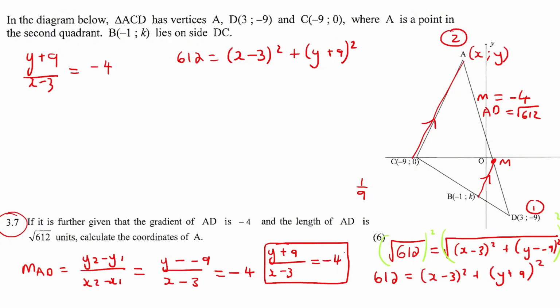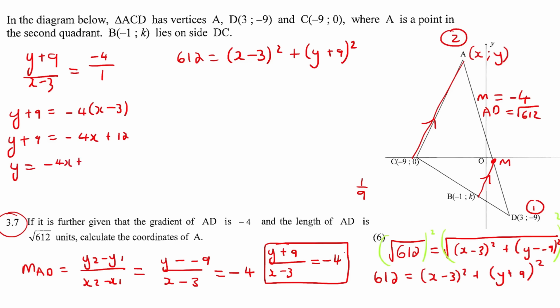Now it's just going to be simultaneous. So what I'm going to do is use cross multiplication over here, and so you're just going to end up with y plus 9 equals minus 4 times x minus 3, and so you're going to end up with minus 4x plus 12, and then you're going to get minus 4x plus 12, take away 9, and so y would be minus 4x. So let's say that was equation 1, that was equation 2, this is now equation 3. Then we know how to do simultaneous.